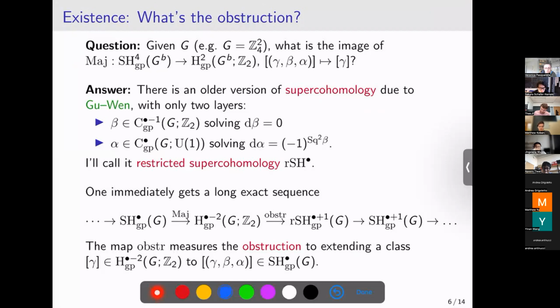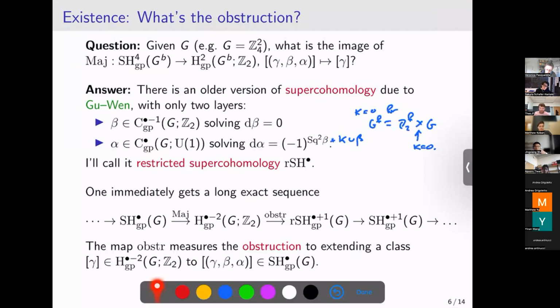So as I said, this would have had a plus kappa cup beta, but kappa equals 0 for the group I care about. That's the kappa equals 0 case. Otherwise, there's an extension. So this is the thing I'm going to call restricted supercohomology.